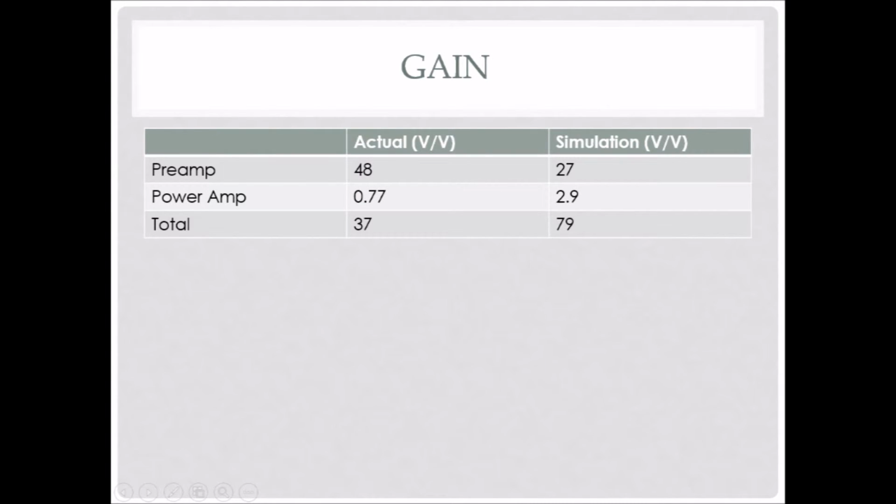This was our overall gain results. It's clear from these values that our simulated results were slightly more successful than our physical values. The preamp gain of 27 was perfect in our range in the simulation, but became a value of about 48 in the physical circuit once we integrated it with the power amp. And that resulted in a 79 volt per volt overall gain in the simulation circuit, but a 37 volt per volt gain in the actual circuit.